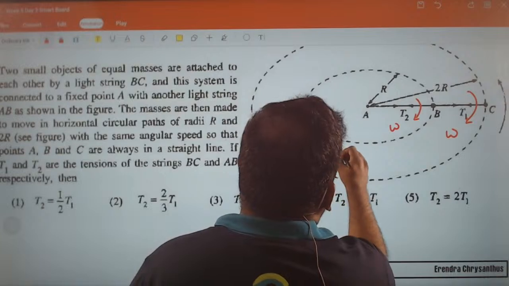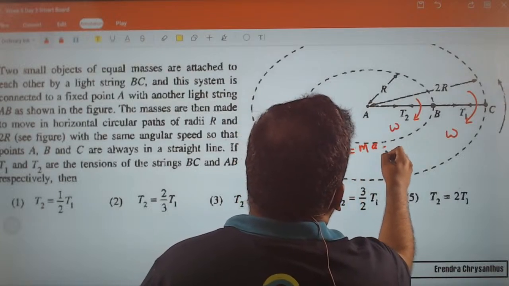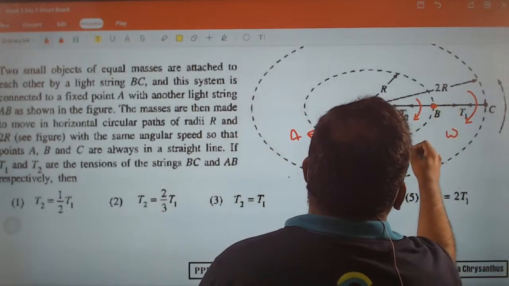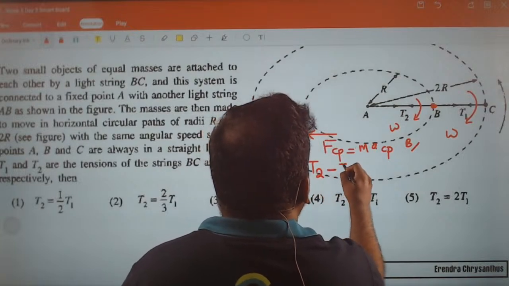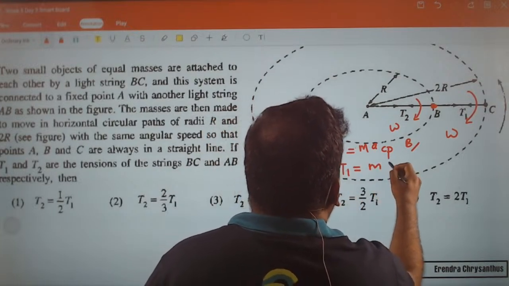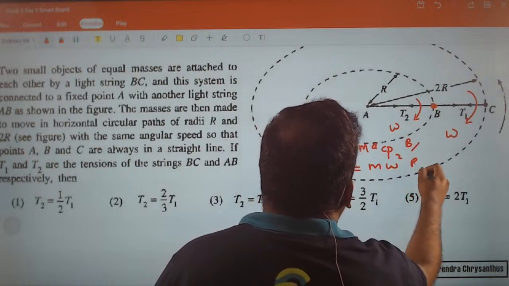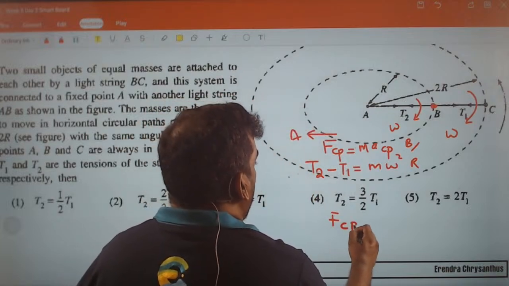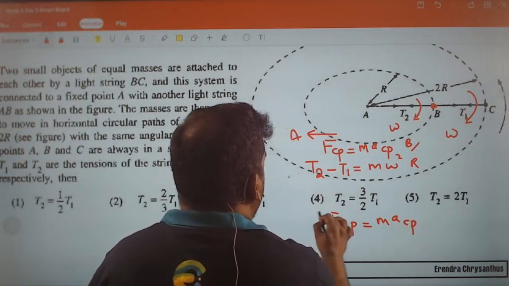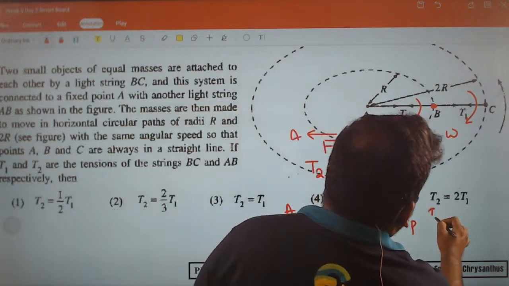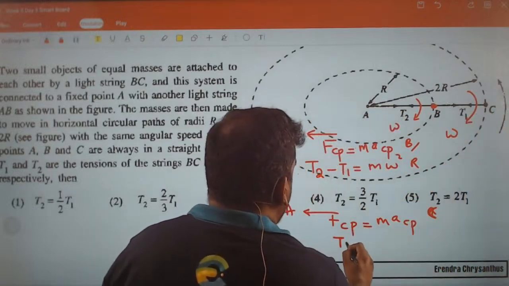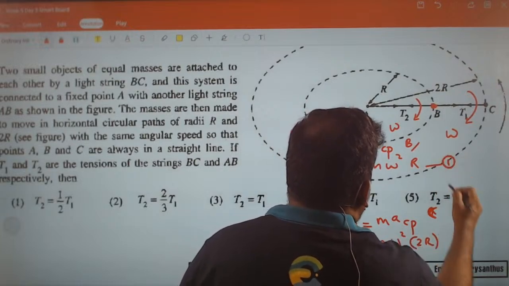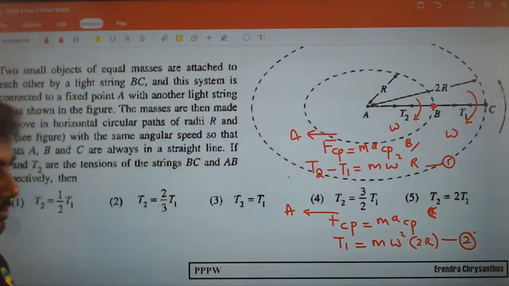Centripetal force equals mass into centripetal acceleration, acting towards the center A. On object B, who is providing centripetal force? T2 minus T1 equals m omega squared, and radius here is going to be capital R. Same omega. Then apply centripetal force equals mass into centripetal acceleration to the center A on object C. Who is providing centripetal force? T1 equals m omega squared, radius is 2r. Here equation number 1, here equation number 2.